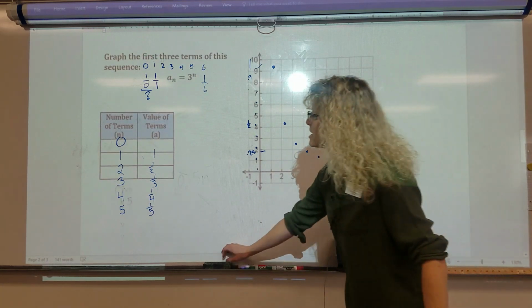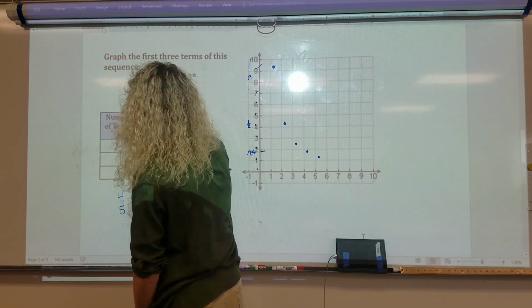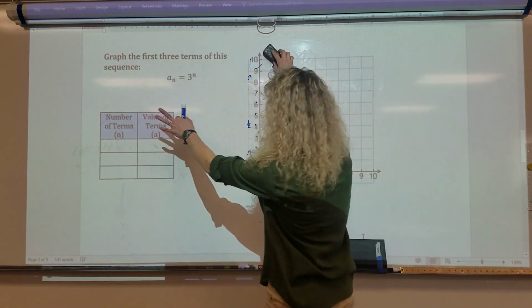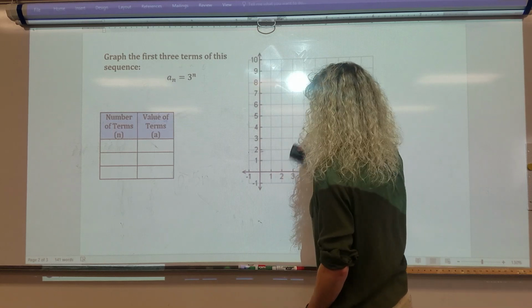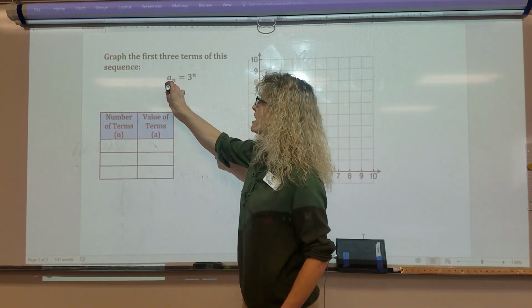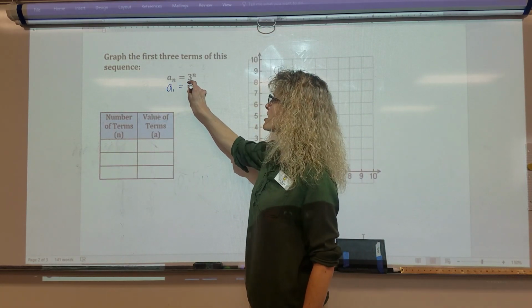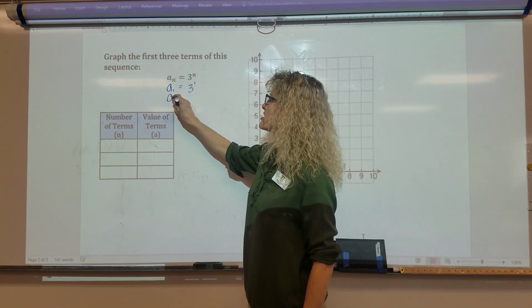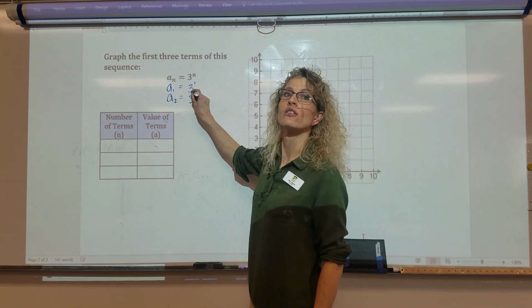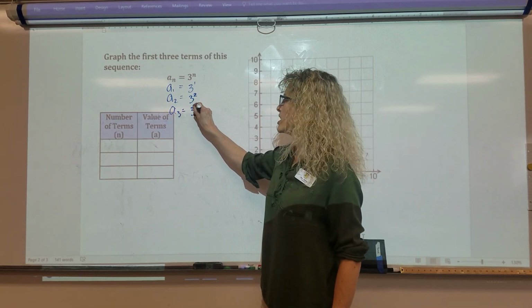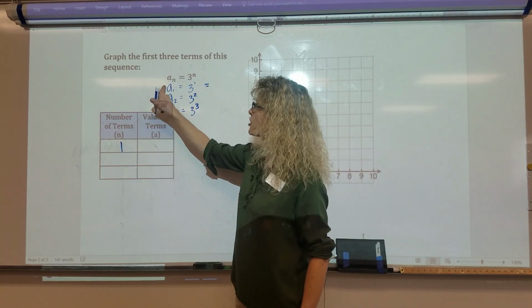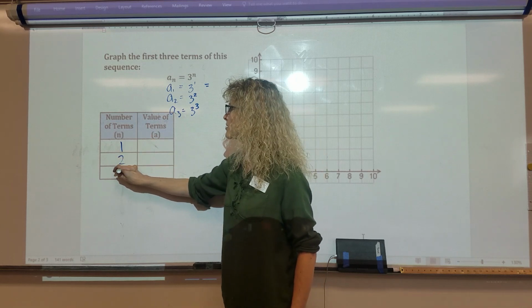Graph the first 3 terms of this sequence. Well, they didn't give us the numbers, but they told us the equations, so we're going to figure out what the numbers are. Just like in the bell ringer today when we said find a sub 1, and we said 3 to the 1. A sub 2 is 3 to the 2. A sub 3 would be 3 to the 3. So let's find those values. My first term, second, and third.